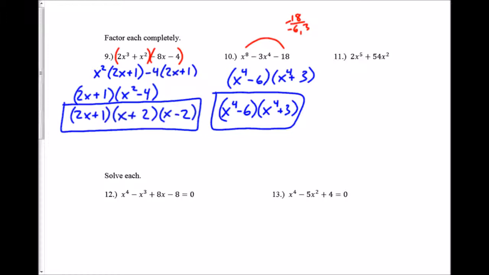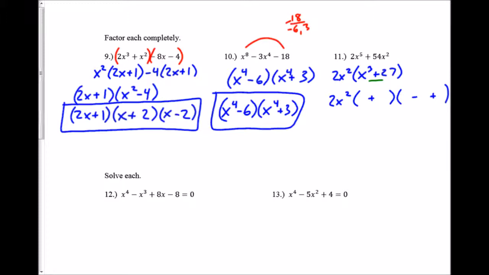In number 11, we can factor out a greatest common factor, so I factor out the 2x squared, which leaves me with an x cubed plus 27. And now x cubed plus 27 is a sum of cubes, which factors into a binomial and a trinomial. And this is my SOAP problem. Remember, this is a plus sign, so the first sign is the same, second sign is the opposite, and the last one's always a plus. Same, opposite, always a plus, SOAP.